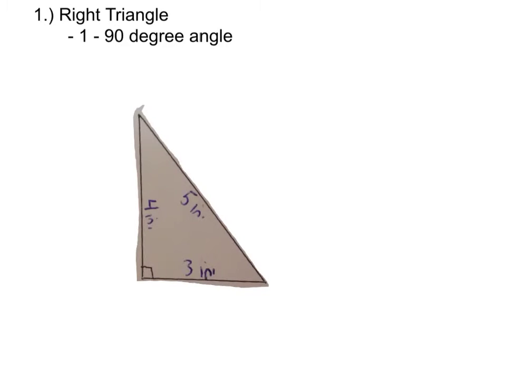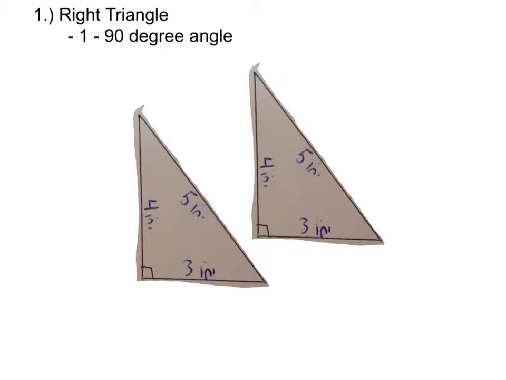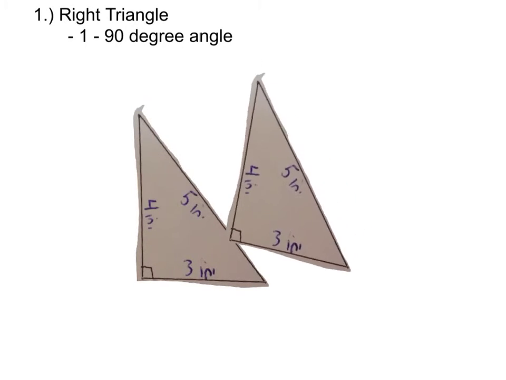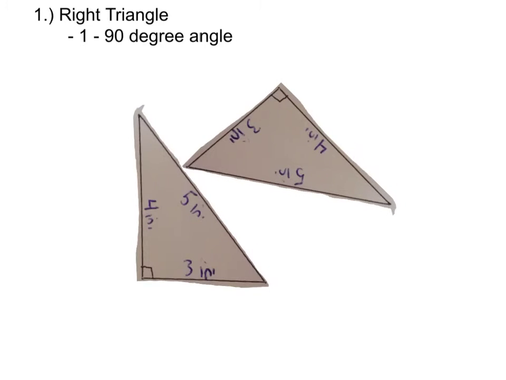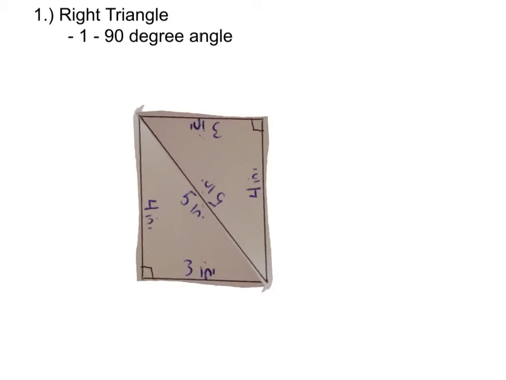What happens if we copy that right triangle and duplicate it? As you can see, I just duplicated that right triangle. What happens if we rotate it? We finally have it rotated, and notice what happened there. Doesn't that look like a rectangle? We know how to find the area of a rectangle. Remember, area of a rectangle is just base times height.